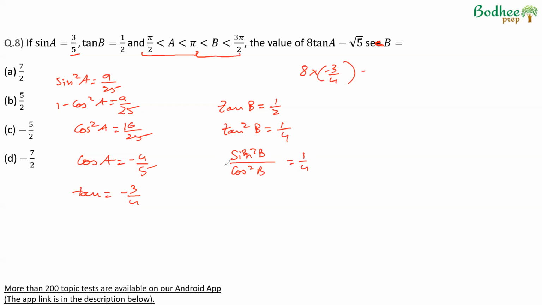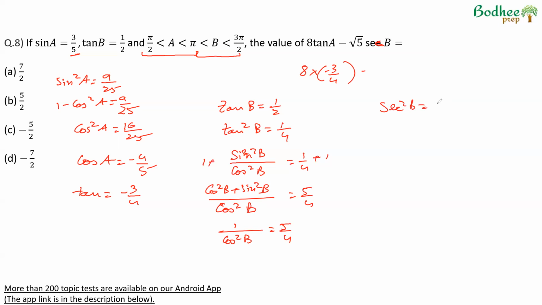Adding 1. If we add 1 to both sides, we'll get cos square B plus sine square B upon cos square B is equal to 5 by 4. Cos square plus sine square is 1. Therefore, 1 by cos square B is equal to 5 by 4. 1 by cos square B is nothing but sec square B, which is 5 by 4. Taking under root, we'll get the value of sec B as root 5 by 2.